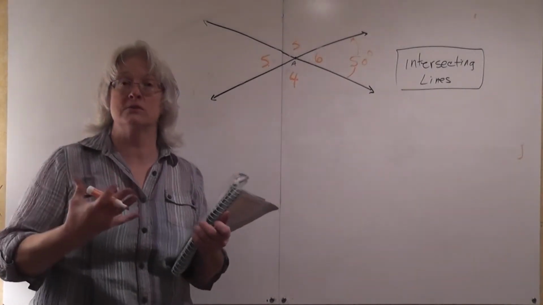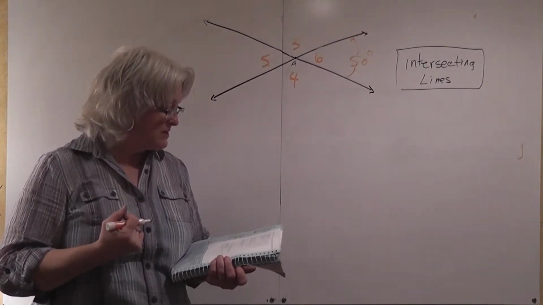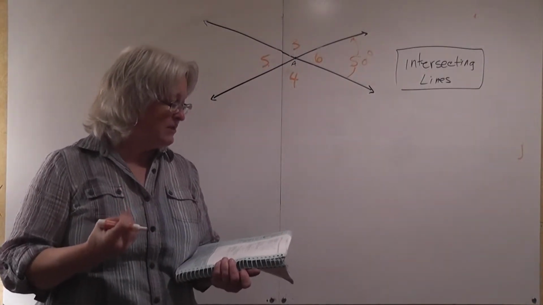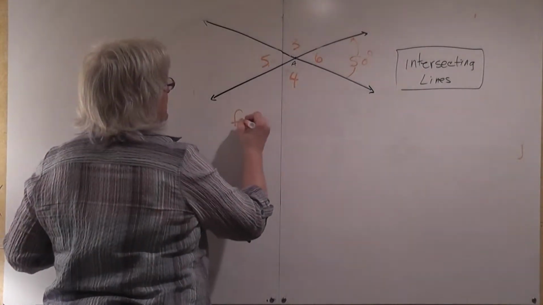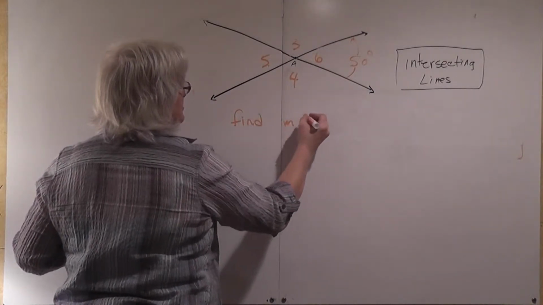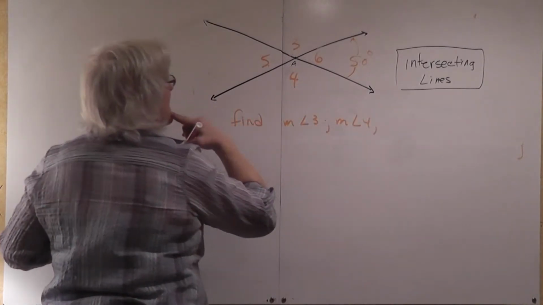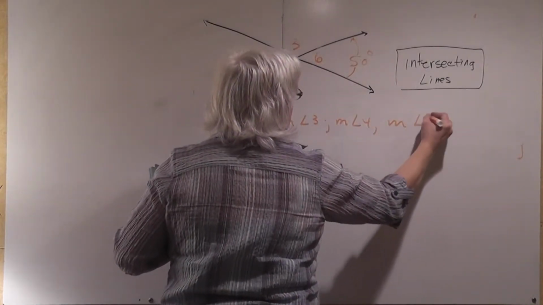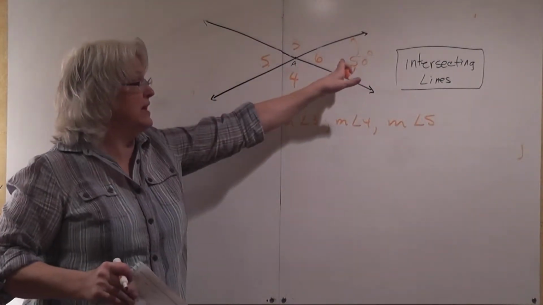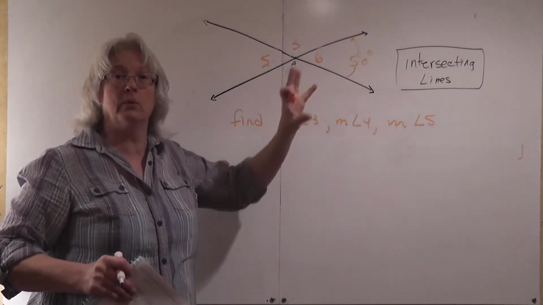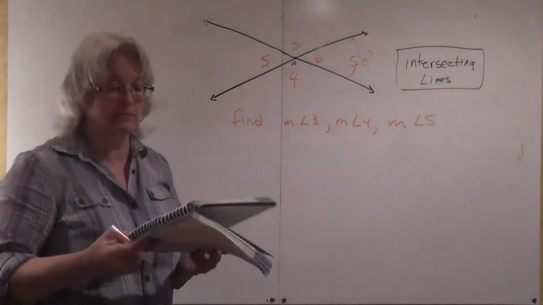Okay? They want us to answer some pieces of information here. What it says is, without measuring, find the measures of angle 3, angle 4, and angle 5. Find the measure of angle 3, measure of angle 4, and the measure of angle 5. How can we do that? We only know what one of those angles is equal to. Well, we have several pieces of information that we can use.